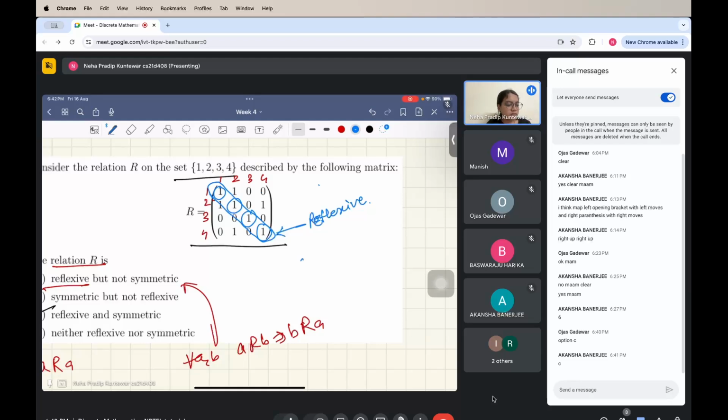And about symmetry, the nice thing about this matrix representation is that if you look at, let's say, I'll clear this up.